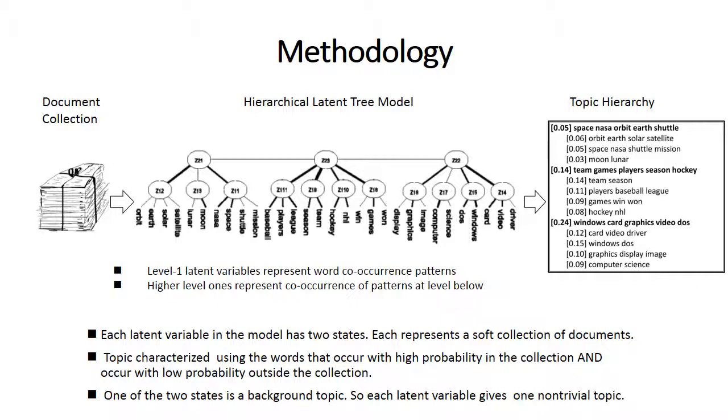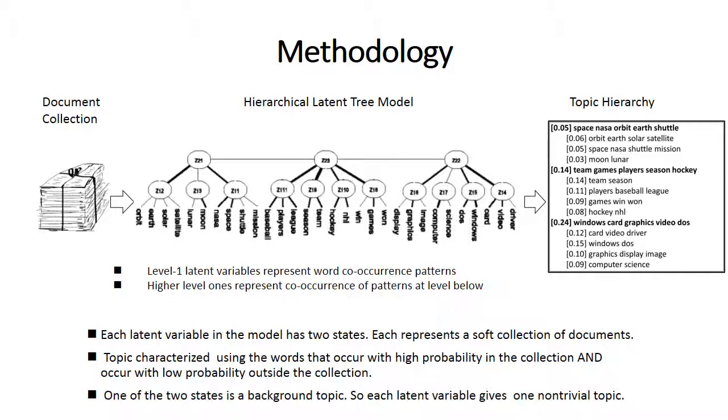Next, we introduce a new level of latent variables to model co-occurrence of level 1 patterns. For example, we found the patterns denoted by Z11, Z12, and Z13 tend to co-occur, so we introduce the latent variable Z21 to model the co-occurrence. We keep adding more levels of latent variables until the number of top-level latent variables falls below a threshold. Then we link them up and obtain a hierarchical latent tree model.